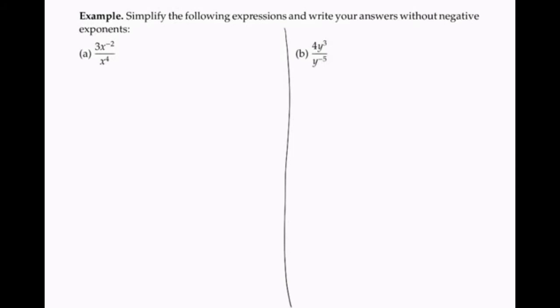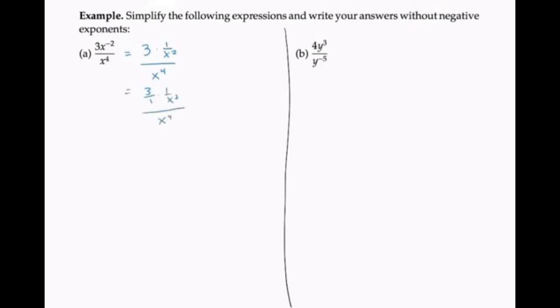For our first example, we want to simplify 3 times x to the minus 2 divided by x to the 4th. There are several possible ways to proceed. For example, we could use the negative exponent rule to write x to the minus 2 as 1 over x squared, and all that gets divided by x to the 4th. Notice that we don't take the reciprocal of the 3. The 3 stays where it is, because the exponent of negative 2 only applies to the x, not to the 3.